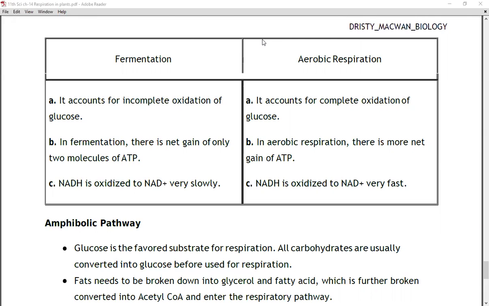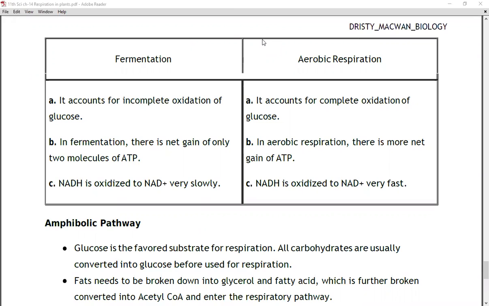The second difference is in fermentation, there is net gain of only two molecules of ATP, right? So here there will be gain of only two molecules of ATP, but while we are talking about aerobic respiration, there is comparatively more net gain of ATP. So in fermentation, only two molecules of ATP are gained, right? But in aerobic respiration, more than two are gained, right?